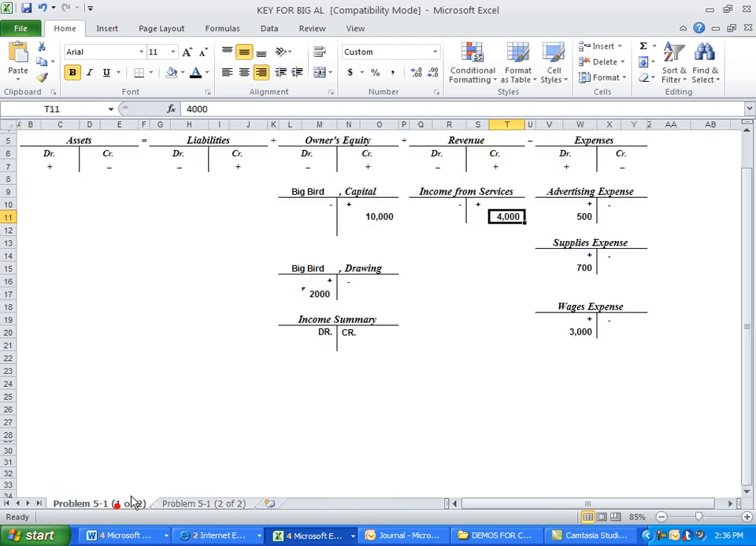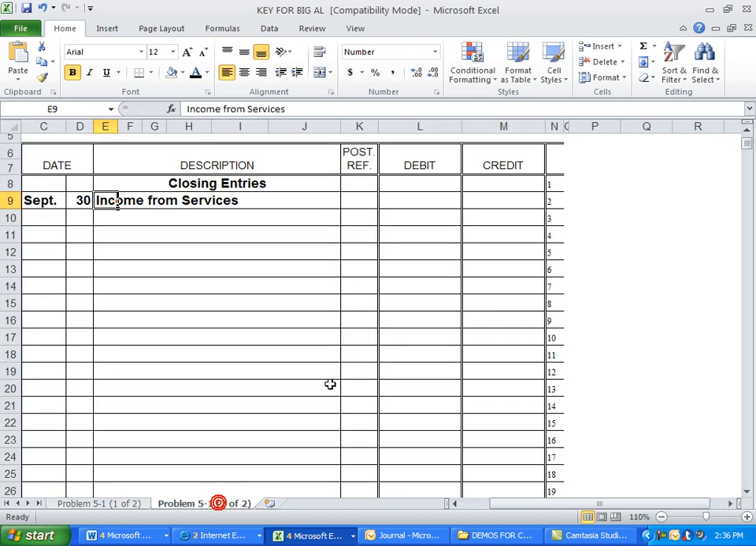I'm just looking at it again. It had a balance of $4,000, so we have to debit it for $4,000. And we're going to transfer it to the income summary account. Don't need the word account there, and there's 4,000. Okay, so that's our equal debit and credit.